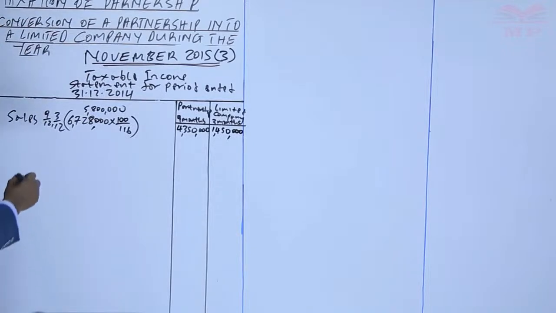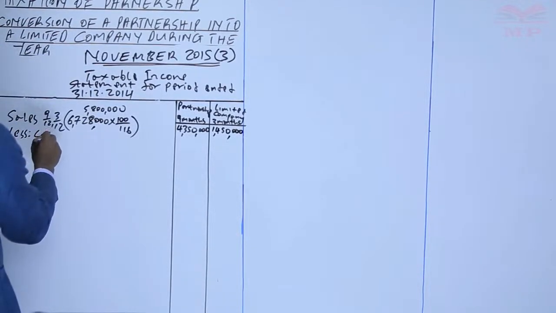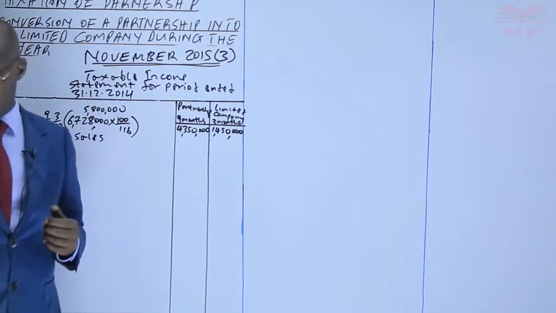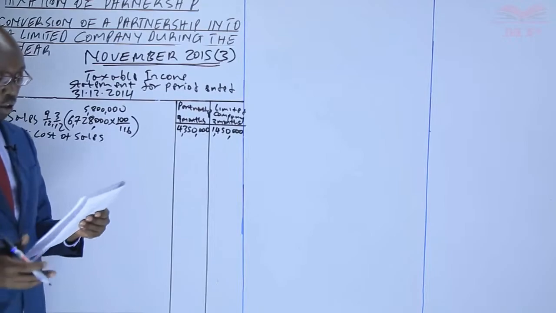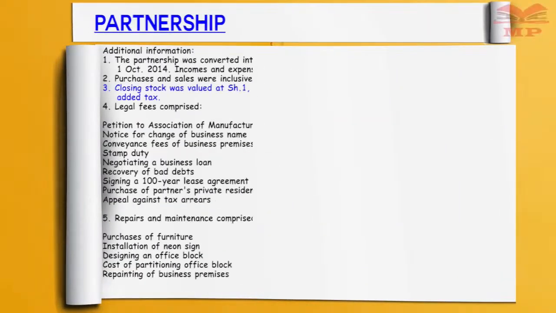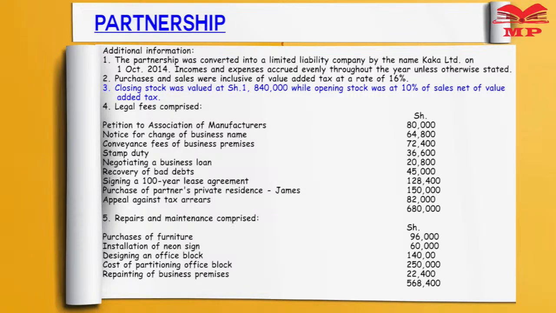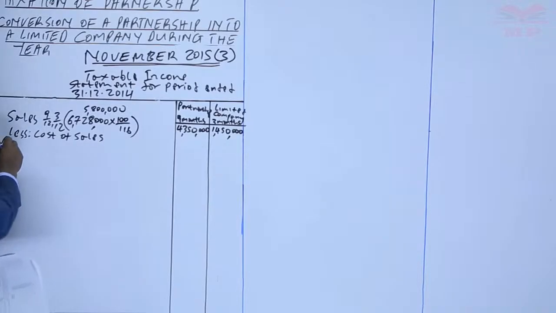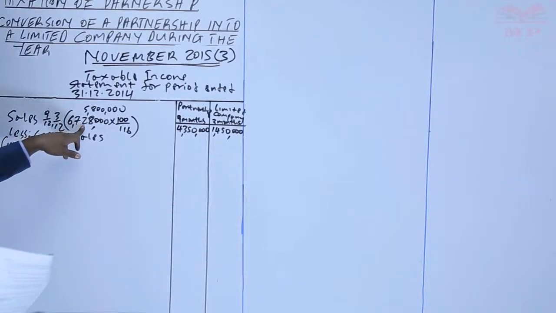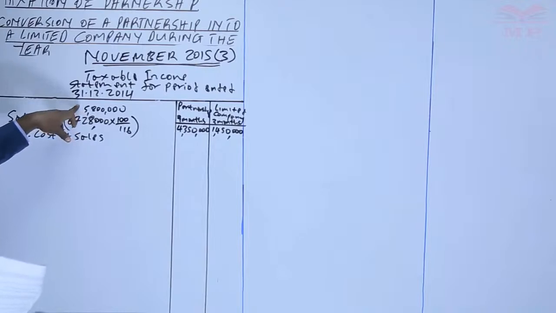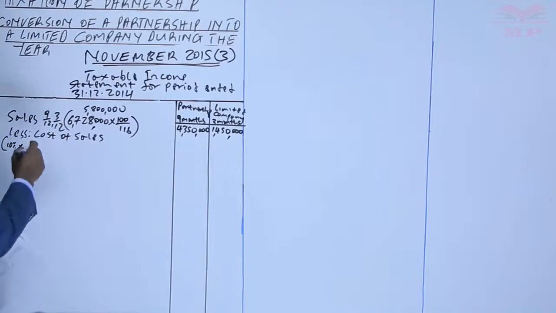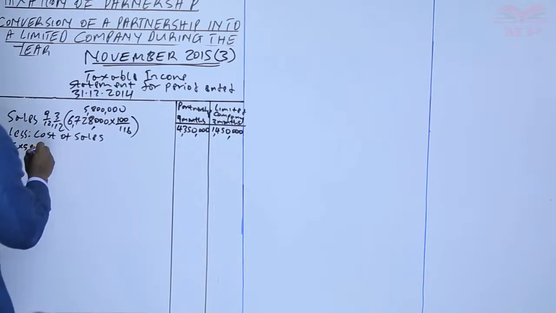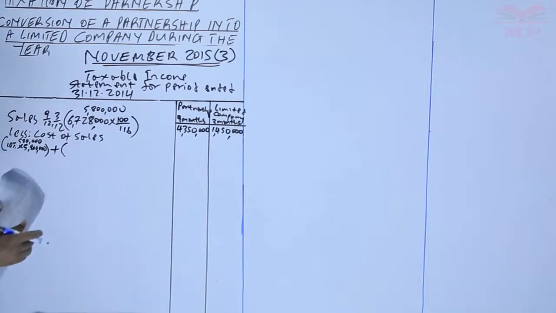Now, gross profit method, after getting the sales, we normally less the cost of sales. For the cost of sales, we normally start with the opening stock, which in this question we are told in additional information number 3. Closing stock was valued at 1,840,000, while opening stock was 10% of sales net of VAT. The sales net of VAT, that does not have the VAT, is 5,800,000. So you take 10% of that, which translates to 580,000.